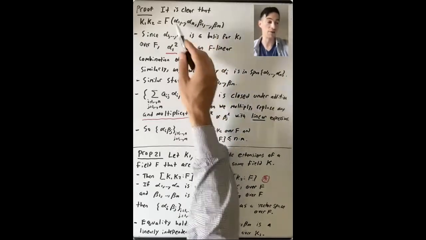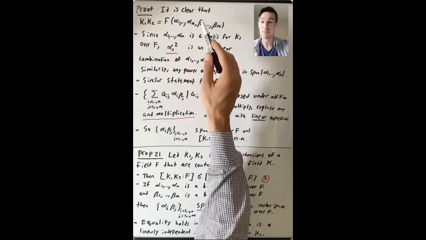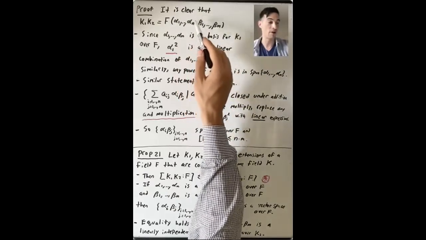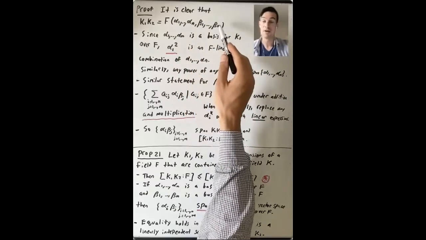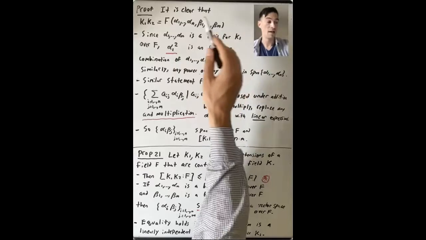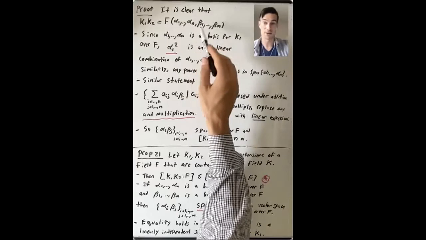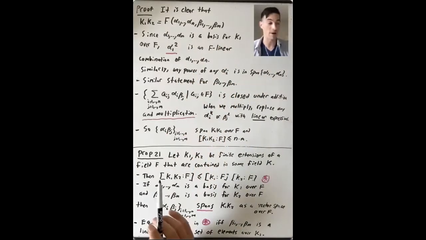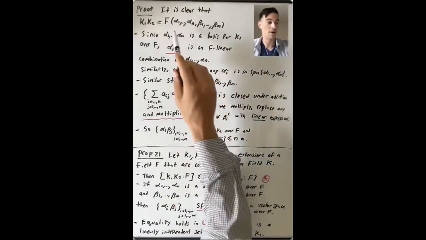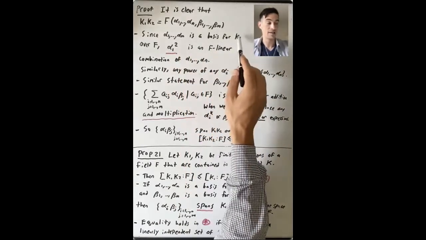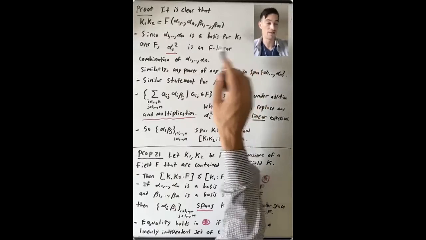So we definitely know we can write elements of this field as polynomials in alpha 1 up through alpha n, beta 1 up through beta m with coefficients in F. It's not so clear what the degrees of those polynomials are right now. So that's what we're going to think about. And a big first observation is, okay, you have alpha 1 up through alpha n. This is a basis for K1 as a vector space over F.